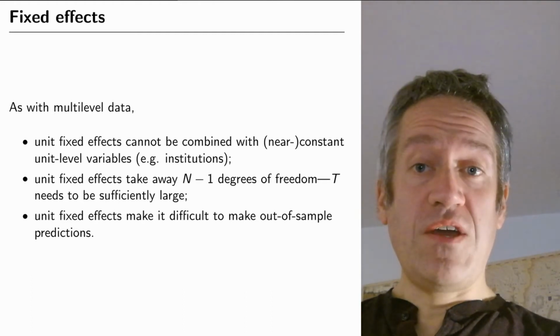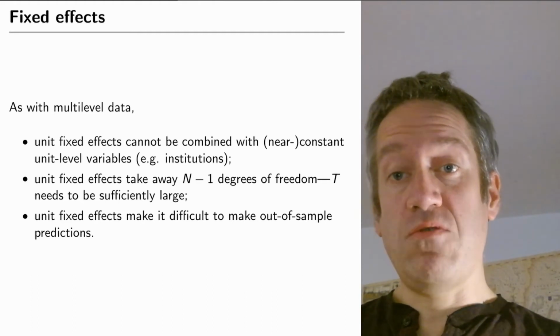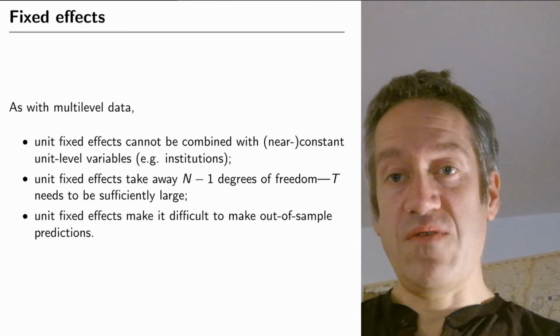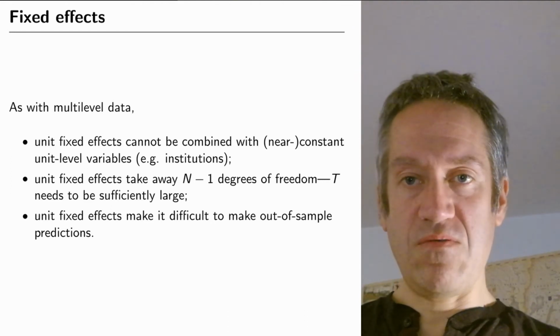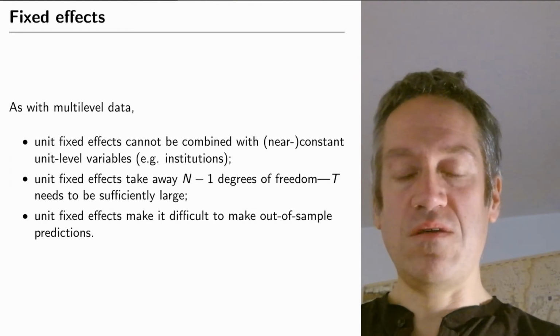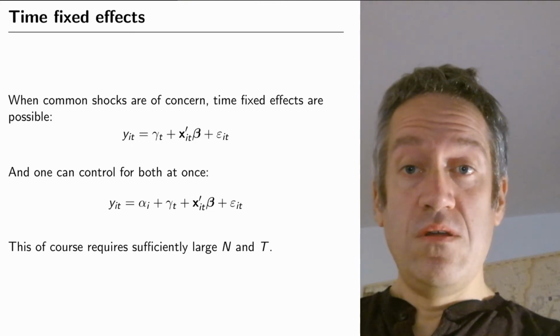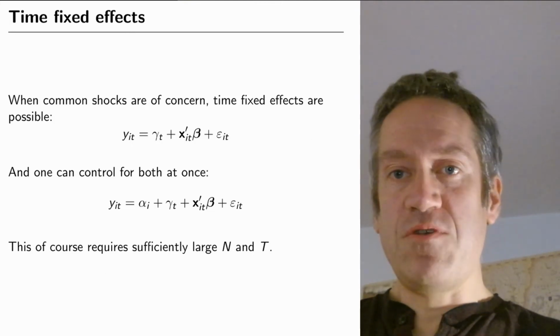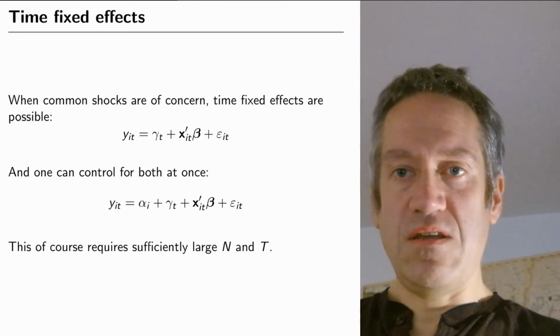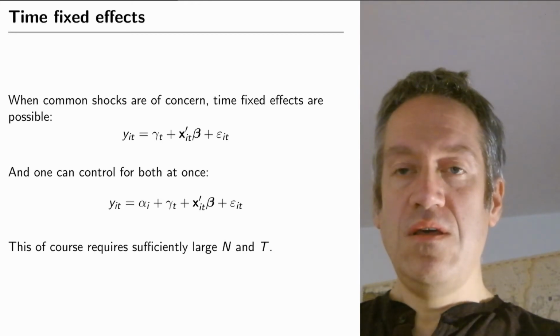Finally, unit fixed effects make it somewhat difficult to make predictions outside of your sample, because we don't have an average estimate. And that is the same as we said with random versus fixed effects in multi-level models. Now, we typically have fixed effects for units, where we capture things like culture and institutional context and so forth.